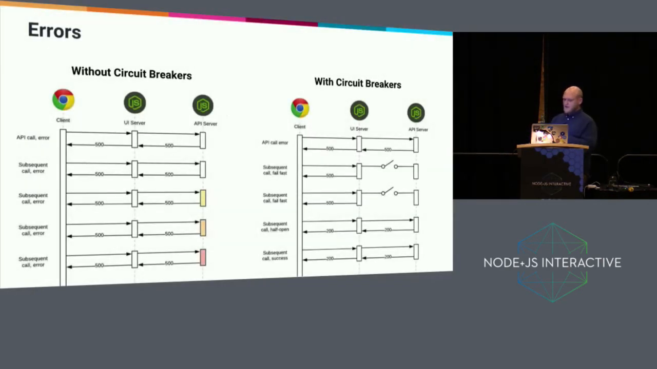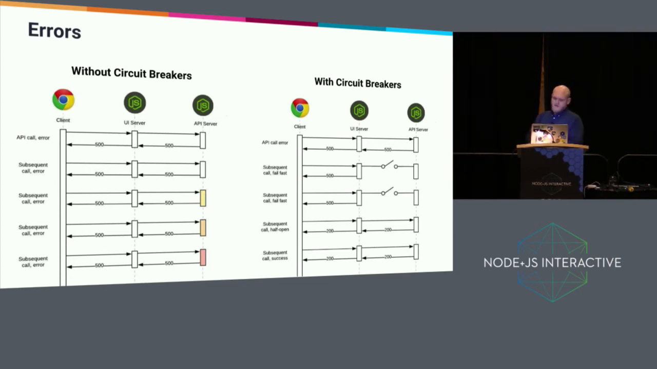In the next example, I created 2 endpoints that will always result in failures. So again, with and without circuit breakers. So the browser will make a request to the UI, and the API server responds with an error. We don't know why, it doesn't matter. Could be an application error, it doesn't matter.